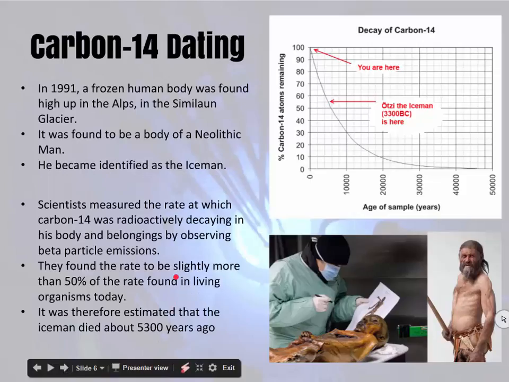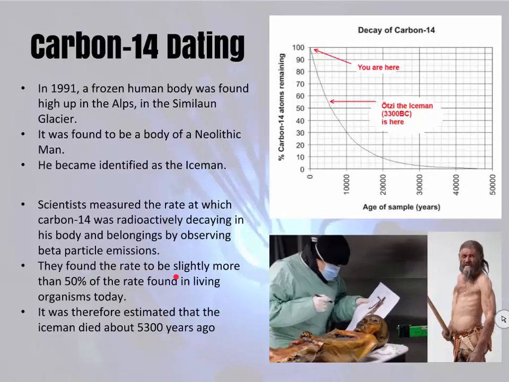We call this process carbon dating. It's been used a lot with fossils and rocks and minerals and things like that that we've found. One example case: in 1991, a frozen human body was found in the Alps. It was originally thought that a murder had occurred, but then they found out that the body was actually a Neolithic man. He got the name the Iceman because he was found in a glacier.